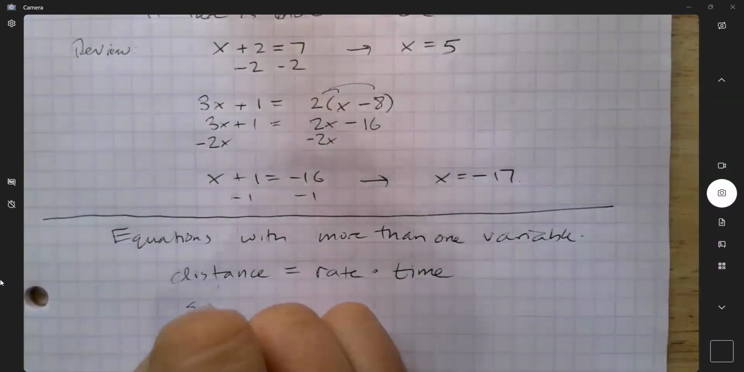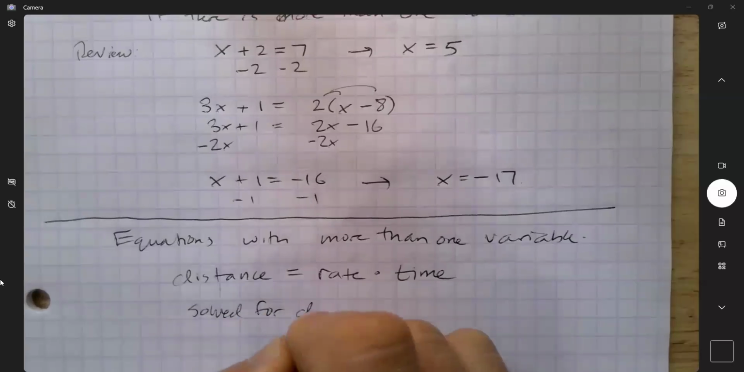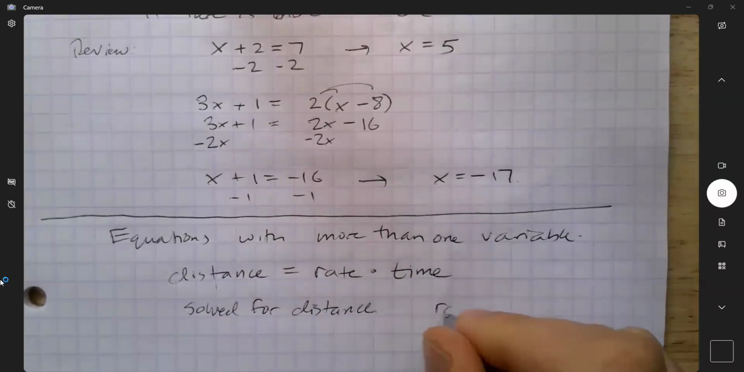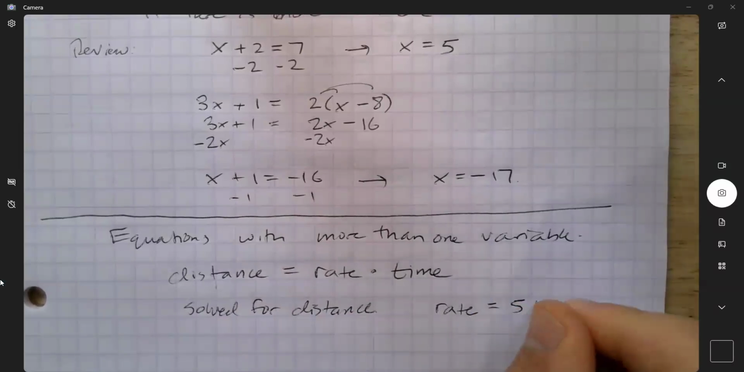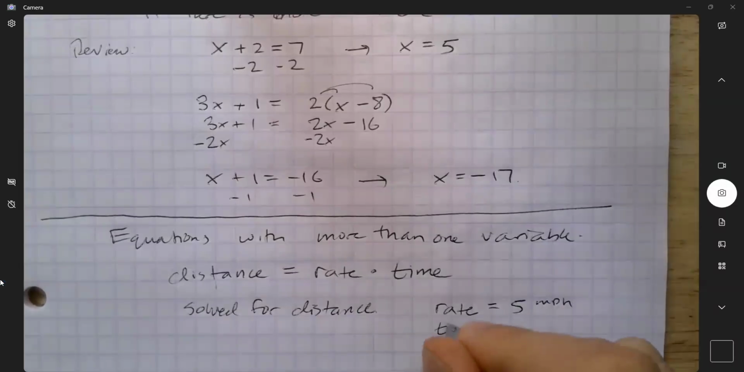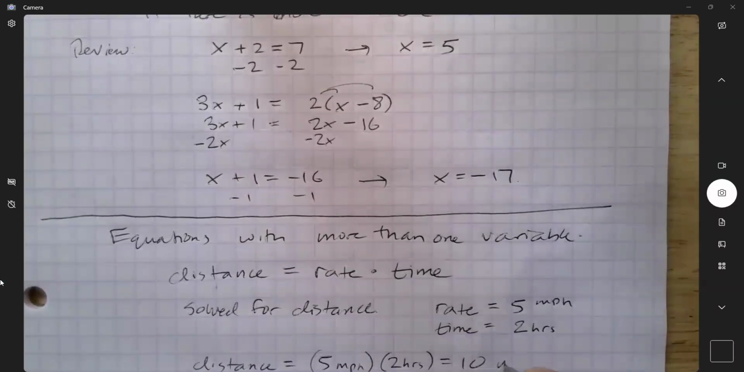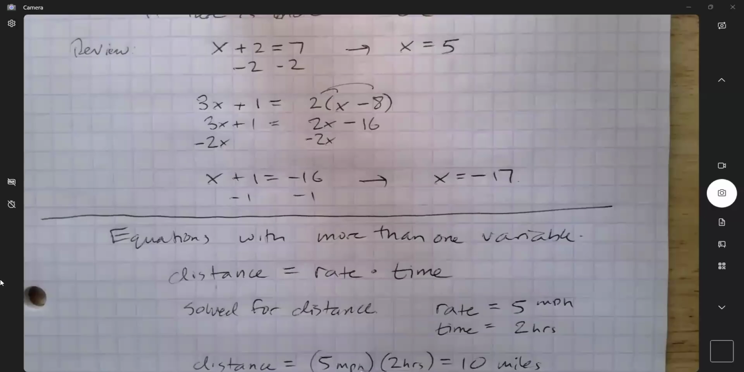So this equation is solved for distance. I would want to know the rate, let's say 5 miles per hour, and the time, let's say 2 hours, and then the distance is 5 miles per hour times 2 hours, which is 10 miles, right? I've solved for the distance, which makes it really easy to plug in the rate and the time.